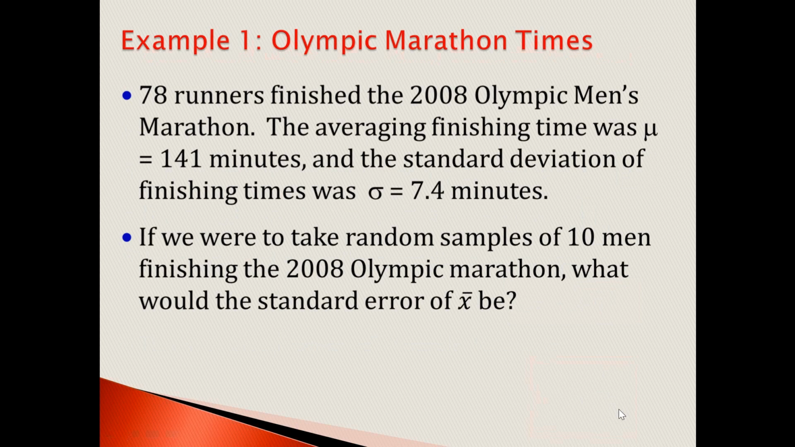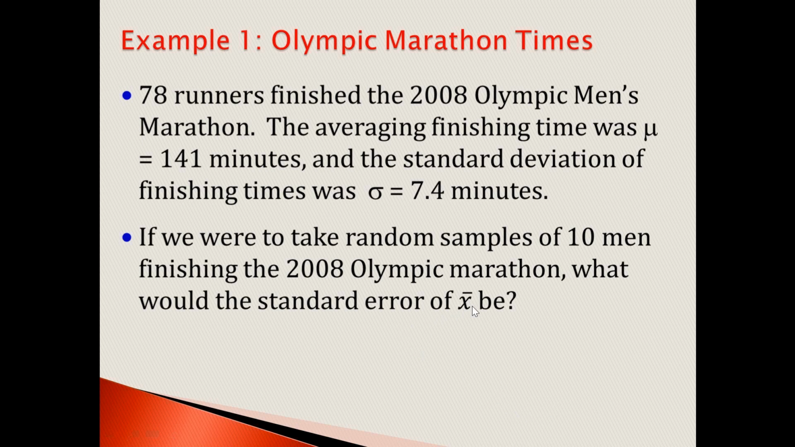So let's see an example. Example 1. 78 runners finished the 2008 Olympic men's marathon. The average finishing time was 141 minutes. The standard deviation of finishing times was 7.4 minutes. If we were to take random samples of 10 men finishing the 2008 Olympic marathon, what would the standard error of x bar be? So what would the standard error of a single mean?